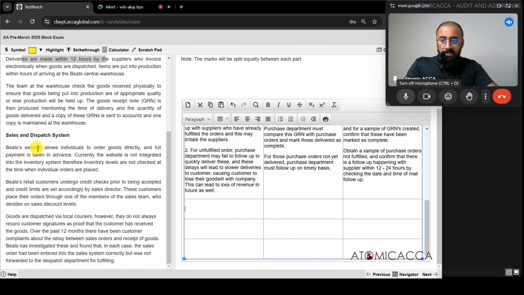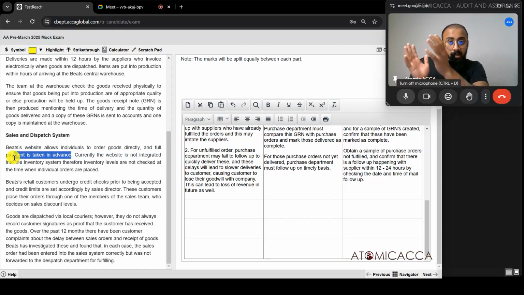Next, we'll move to the sales and dispatch system. Let's see what problems are there. The website allows individuals to order goods directly and full payment is taken in advance. Now, if it was an audit risk question, I would have written this as an advance payment. There is a risk that everything could have been recorded as revenue. So there's an issue with that.